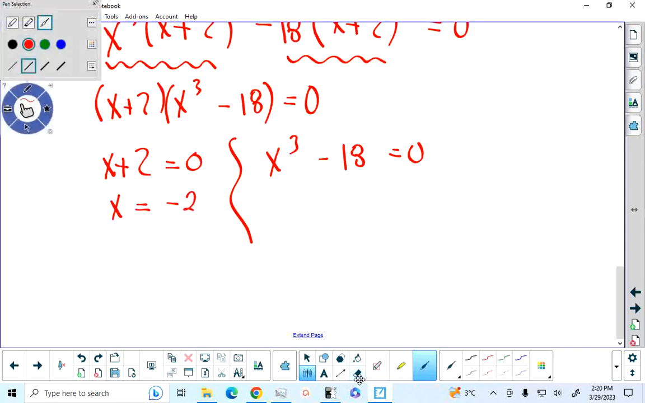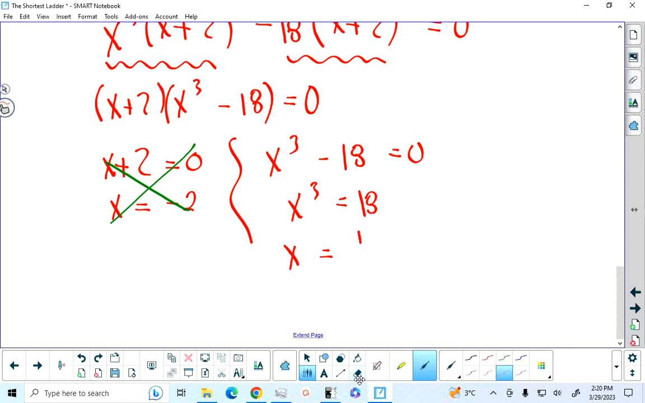Well, that doesn't make any sense. X has to be a number greater than 0 when you look at your diagram, because that's how far the foot of the ladder is from the corridor. When we solve this second factor being equal to 0, we get x cubed equals 18. So x is equal to the cube root of 18. And this is a critical value. This was a critical value as well.